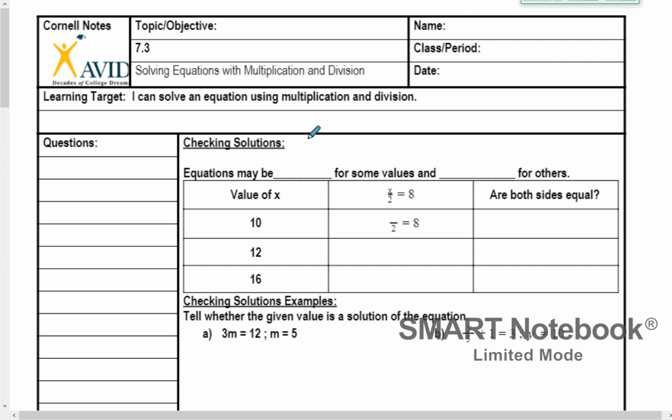The first skill we're going to talk about, just like before, is checking solutions. So telling whether a value of x that we're given is true for an equation.